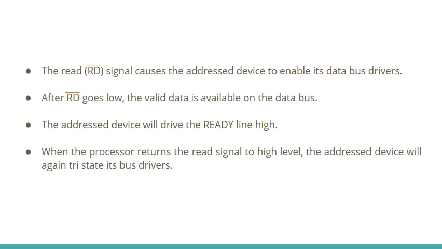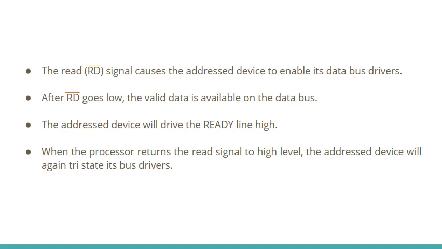Now this RD bar signal causes the addressed device, that is the device from which the read has to happen, to enable its data bus drivers. So whenever this RD bar signal goes low, the valid data will be available on the data bus, and this is indicated by the DEN bar signal, or the data enable signal, which is also an active low signal, and it goes low indicating that valid data is available on the data bus. And the addressed device will drive the ready line high, that is, it indicates that it is ready for the data transfer to happen.